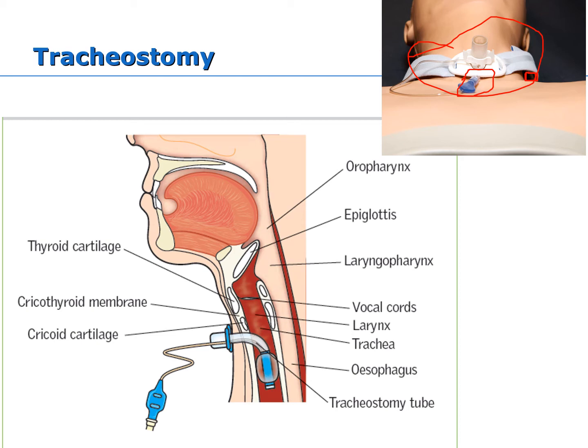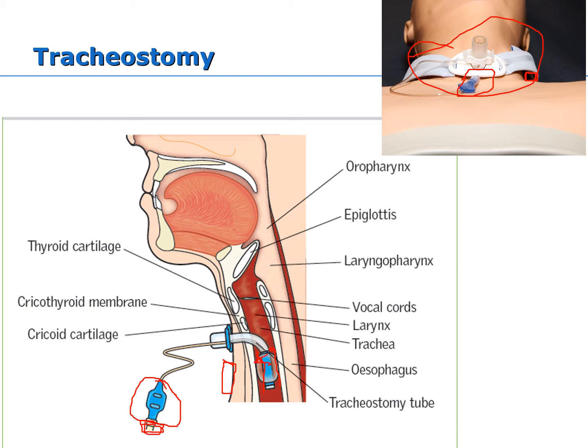Okay, so this one is cuffed. They do have uncuffed ones, but you basically can instill air here. You take the syringe here and attach it. You place your stethoscope here so that you can listen. And when you listen, when it's deflated, you should hear air that escapes up the sides of the tube.